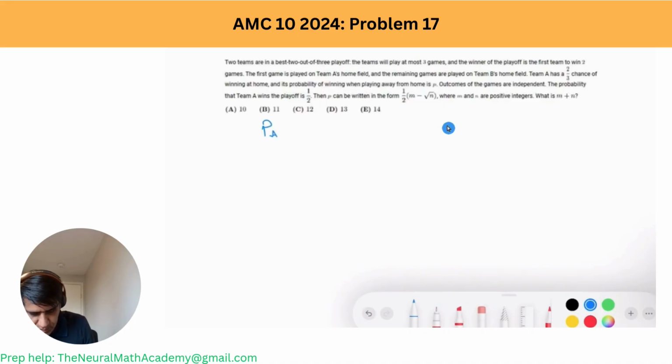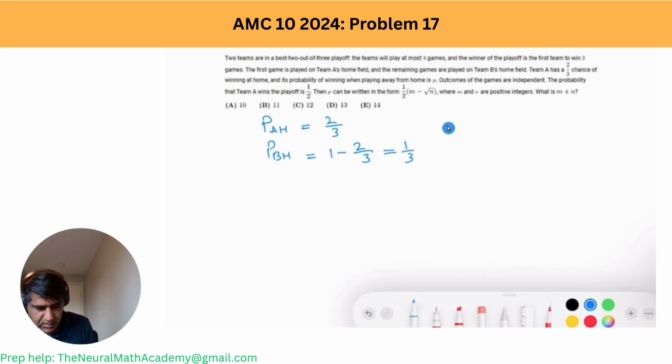Okay, so we see the probability of Team A when plays at home is 2 over 3. So in this case, the probability of team B when they're playing at A's home would be 1 minus 2 over 3, okay, or it would be 1 over 3. And when team A is playing away, then the probability that we are given is P, and the probability for team B in that case would be 1 minus P, right?